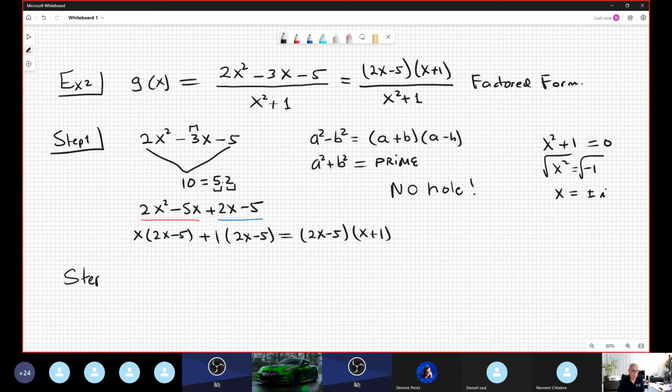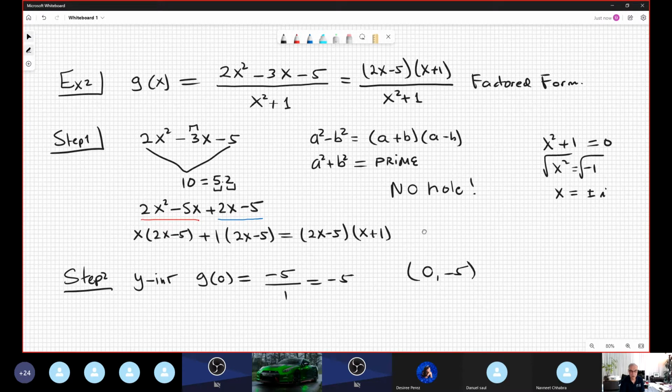Step 2. Easy. Y and Z. Evaluate the function at 0. The name of the function is G. G evaluated at 0 is easy because in the top we have -5, 0, 0, -5, and in the bottom we have positive 1, and -5, and the point is the point (0, -5). This is an important point, and we need to take it and graph it.